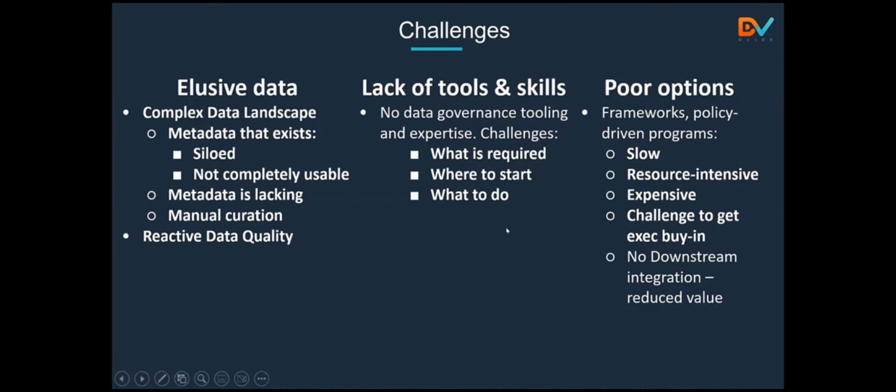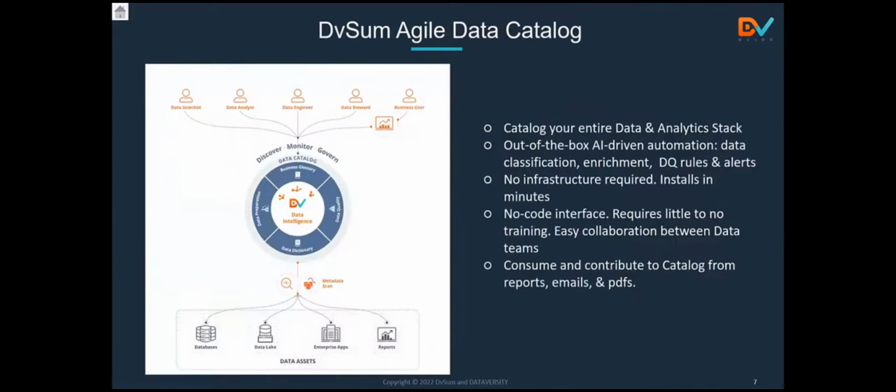So DvSum Data Catalog was built to address these challenges. It makes it remarkably easy for any organization to discover, monitor, and govern data. With powerful intelligent automation, DvSum catalogs, classifies, and curates data from your numerous siloed data sources and makes it available as a unified, actionable catalog out of the box.